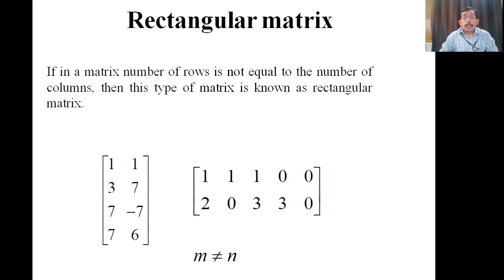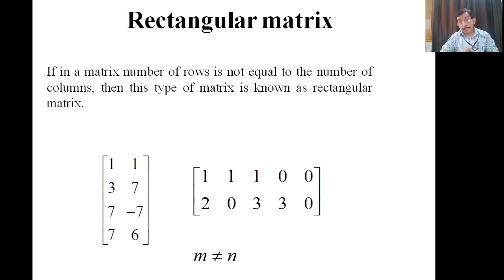Rectangular matrix. A rectangular matrix is a matrix in which the elements are arranged in a rectangular shape. It means the number of rows is not equal to the number of columns. Length is not equal to breadth. What is a rectangle? Length is not equal to breadth. If the length is equal to the breadth, then it is a square matrix. If the length is not equal to the breadth, it is a rectangular matrix. It means rows are not equal to columns. Then this type of matrix is known as the rectangular matrix.